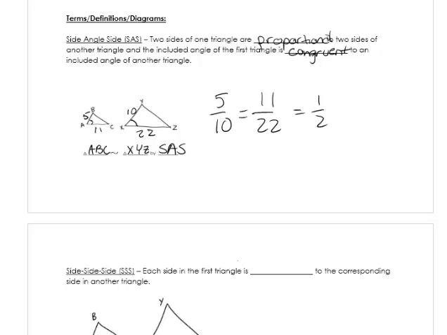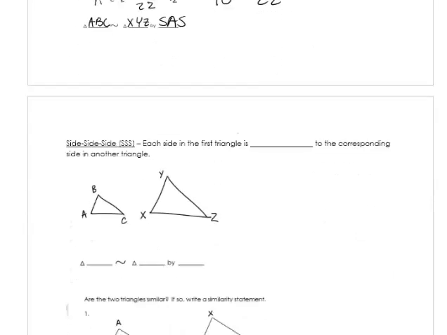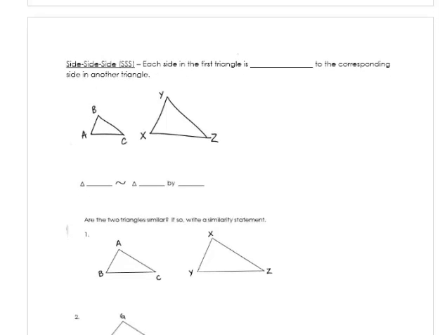The next postulate we're going to cover is the side-side-side postulate. Okay, and that's at the bottom. It says side-side-side. Each side in the first triangle is proportional to the corresponding side in another triangle. Okay, so you want to fill in proportional to the corresponding side in another triangle. What that means is that the ratio of the pairs of corresponding sides all simplify to be the same fraction.